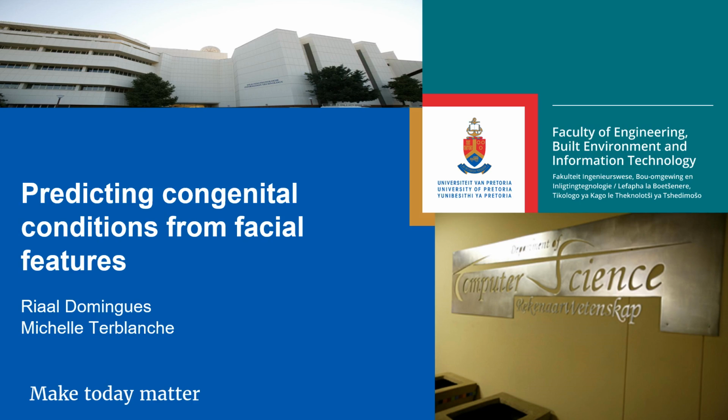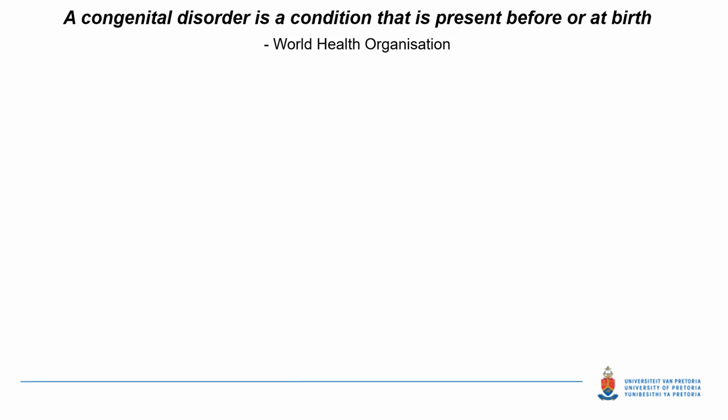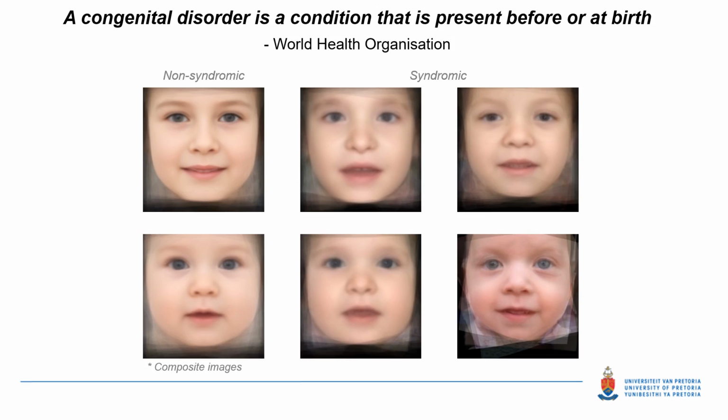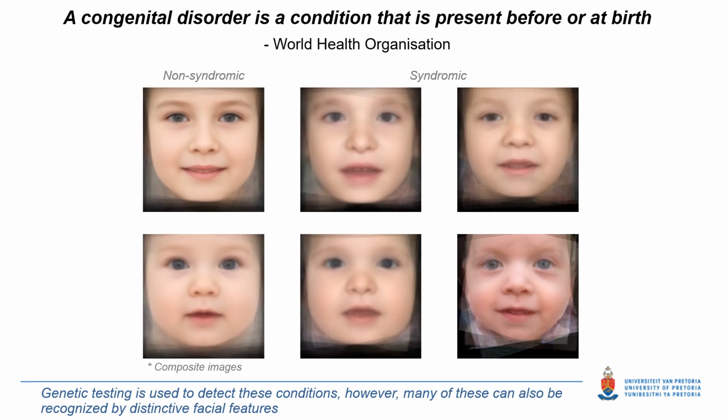In this video, we present the results of our work on predicting congenital conditions from facial features. The World Health Organization defines a congenital disorder as a condition that is present before or at birth. Genetic testing is used to detect these conditions. However, many of these can also be recognized by distinctive facial features.